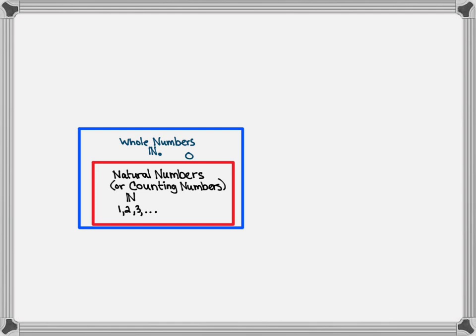Okay, the next number set is integers. Integers include all the natural numbers and the whole numbers, and they're represented by a bold italic Z. They add to the whole numbers and natural numbers the negatives. So -1, -2, -3, and so on.